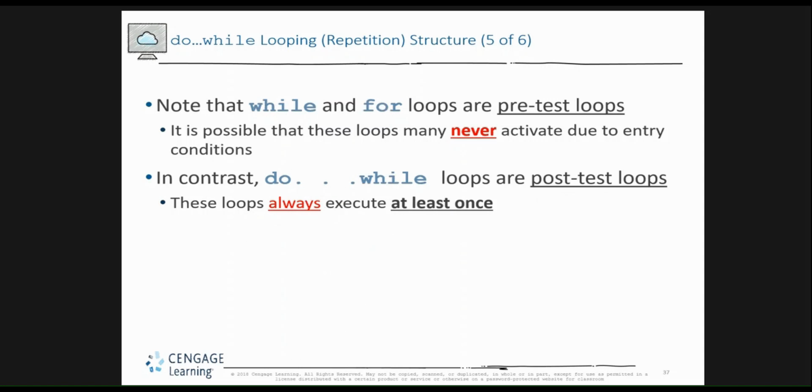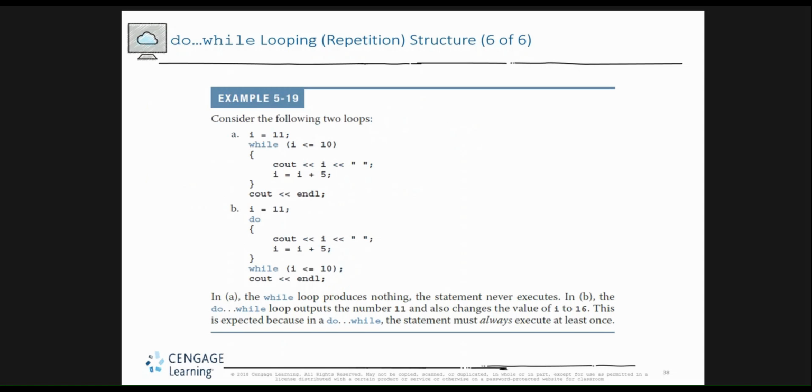Okay, so let's look at these two examples. Consider the following two loops. i equals 11, while i is less than or equal to 10. So i is already at 11, so it's not less than or equal to 10. cout i, i equals i plus 5, cout endl. Will this ever execute? I don't think so, right? Because it starts out, i is above, this is false right off the bat, so it never executes.